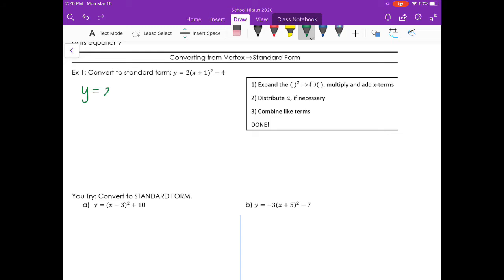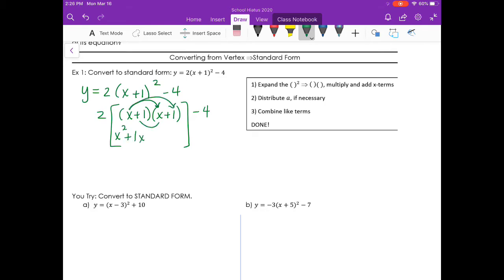To convert from vertex to standard form, we're going to apply the order of operations. There's nothing inside the parentheses that we can simplify, so we'll expand out the (x + 1) squared factor. In order to do this, we will apply the FOIL method, or double distributing, in order to simplify the expression (x + 1)(x + 1). After combining like terms, we'll still have 2 on the outside of our expression, which we will need to distribute, and then we'll bring down the negative 4.